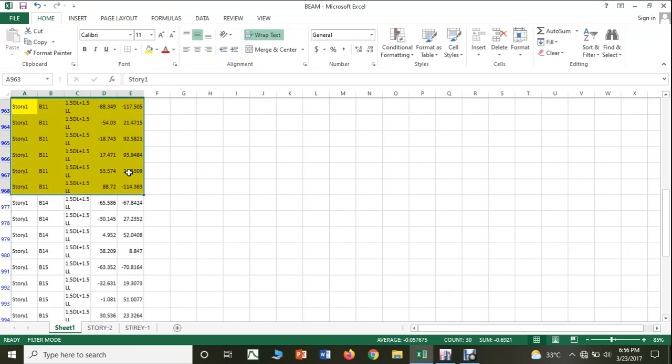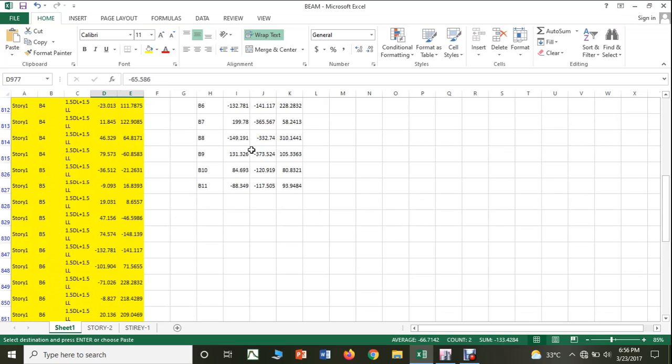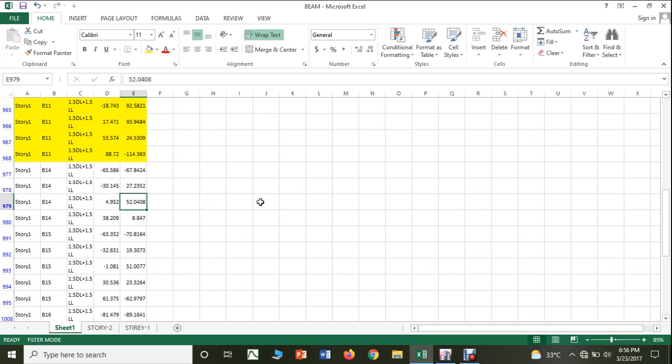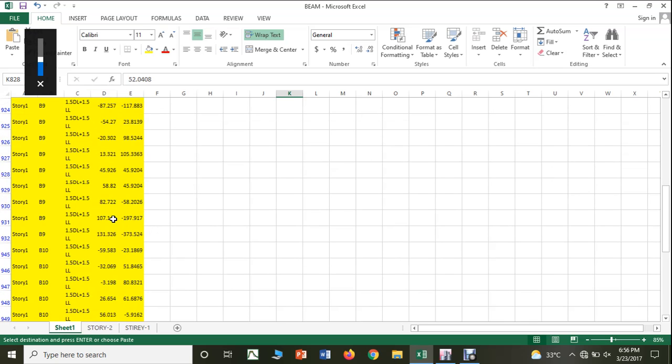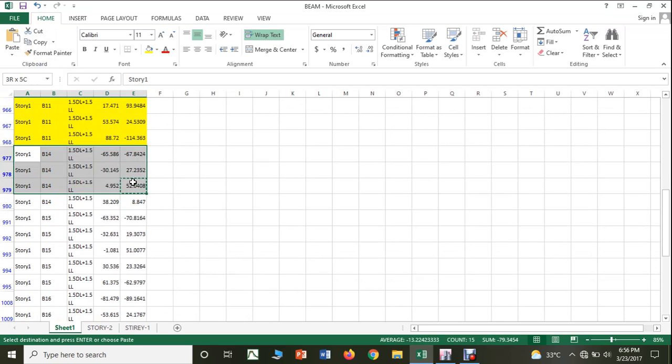The next that you can have is beam 14. For beam 14, you can see the highest are these two values. And what about the positive one? The positive one will be 52, right? So the positive will be equal to this, 52 positive.